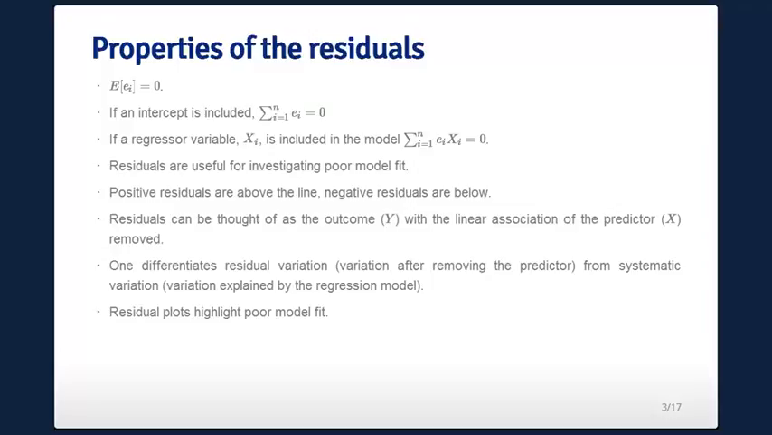And one way we can think of residuals is they're sort of the outcome y. I'm going through this statement right here. The residuals are the outcome y with the linear association of the predictor x removed. So you might think of it as y adjusted for x, which is the phrase that's often used. But what it means is adjusted for the linear association with the predictor x, right? If there's a nonlinear association, we haven't gotten rid of that.